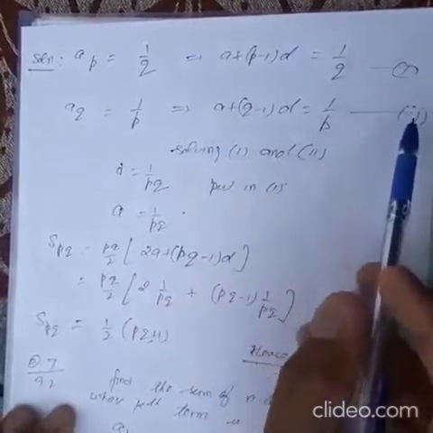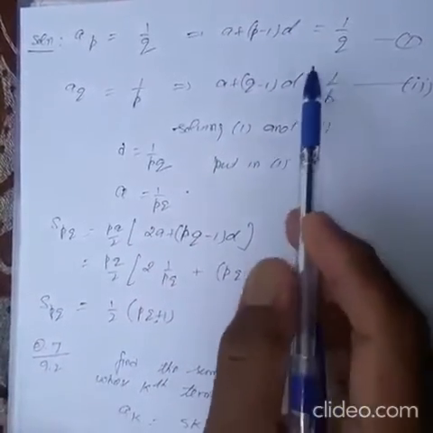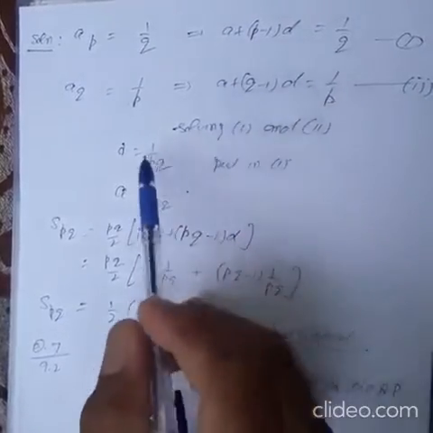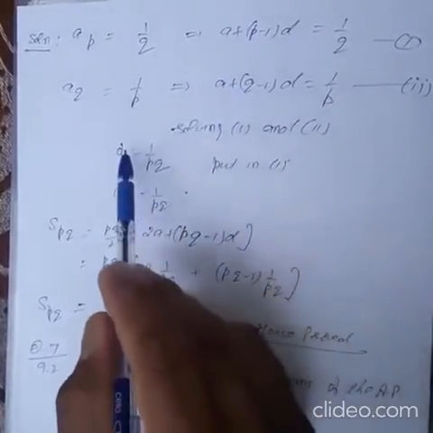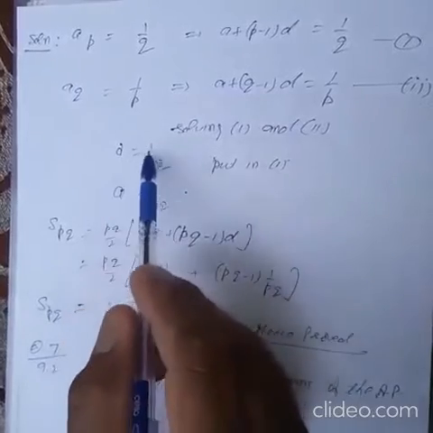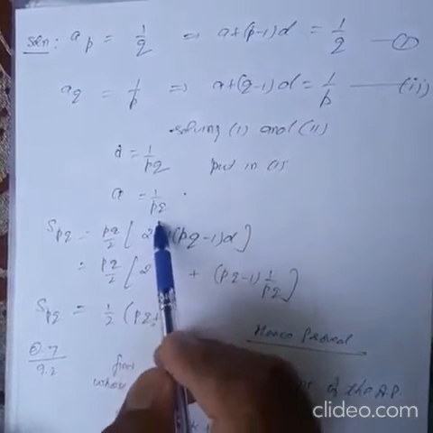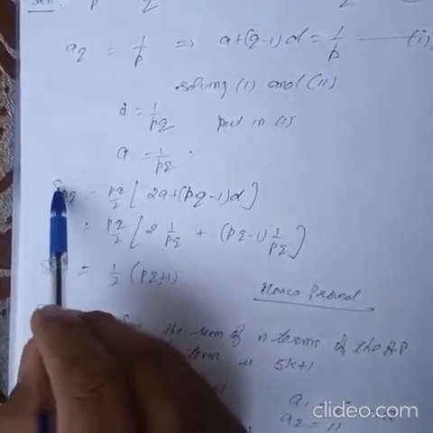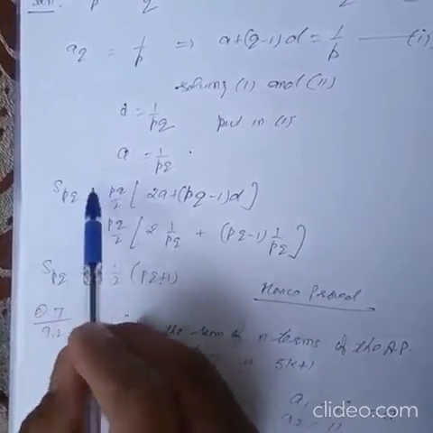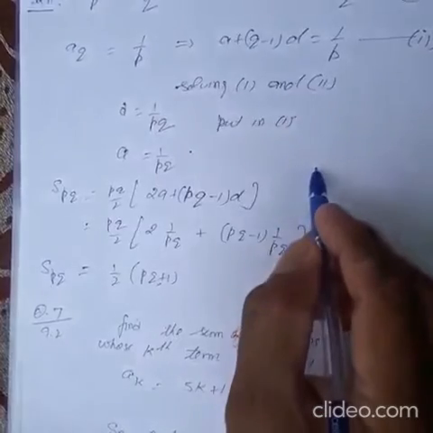Now solve the first and second equation by using the elimination method and find the values of A and D. The value of D will be 1 upon pq. The value of A is also 1 upon pq. Then find the sum of pq terms. You first apply the formula of Sn.